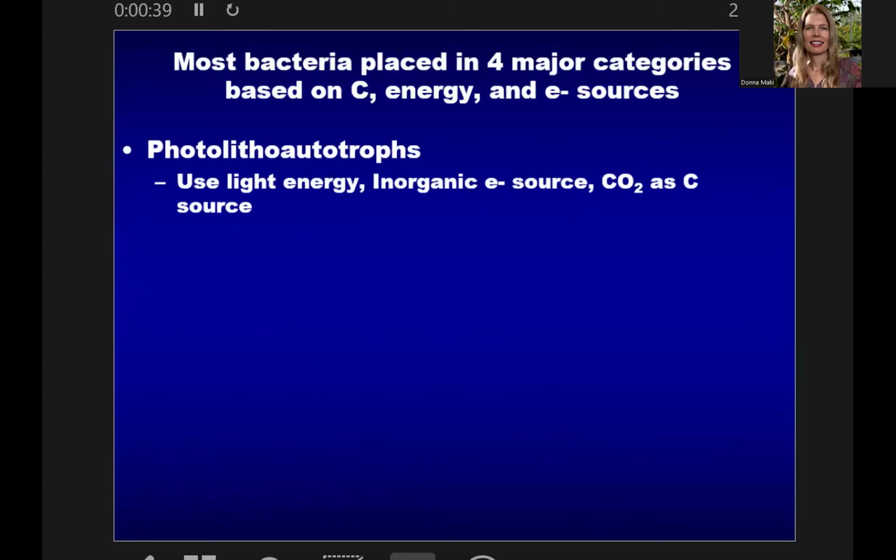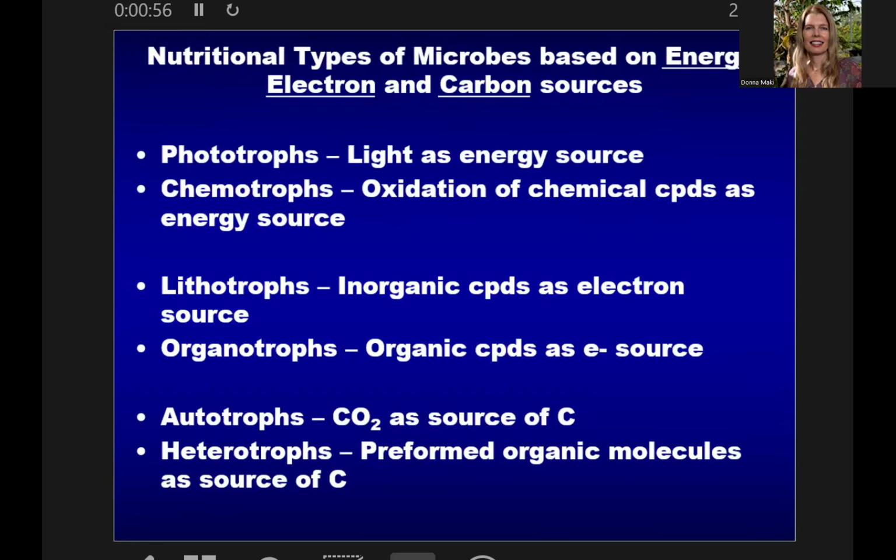So photo, litho, auto, it's by energy, electron and carbon. It's how you traditionally smush all these terms together. So I thought that would be maybe a little bit more logical to order them in this regard. Okay. So that's the only thing I changed.